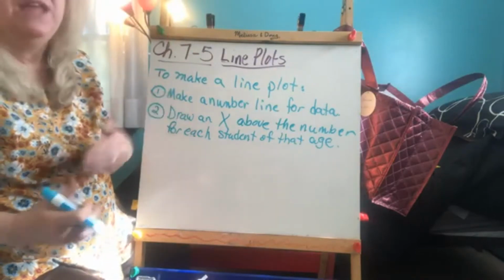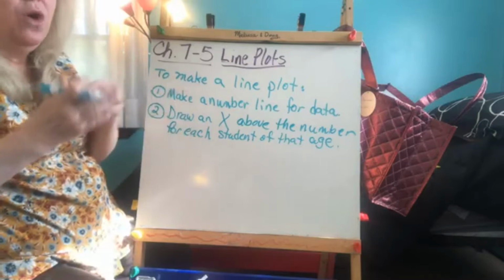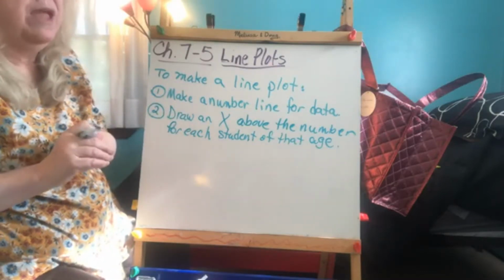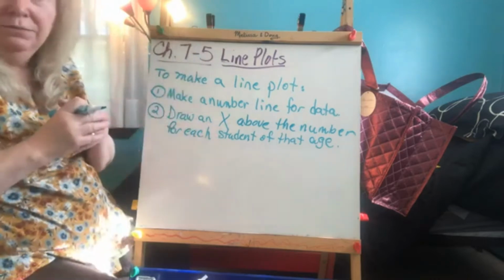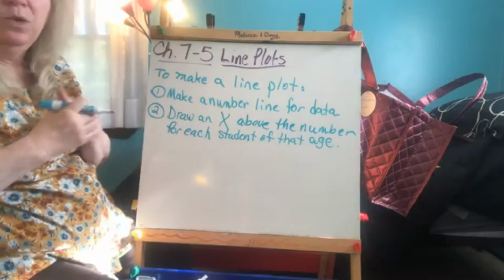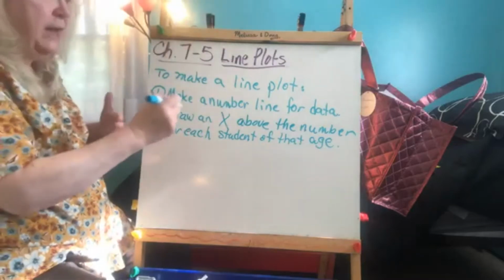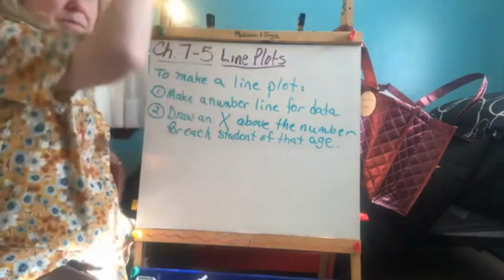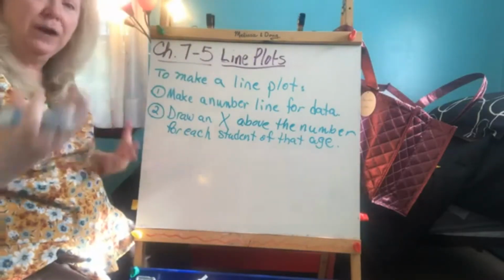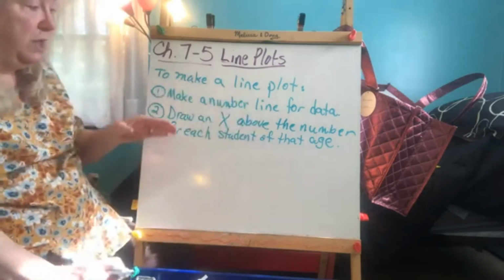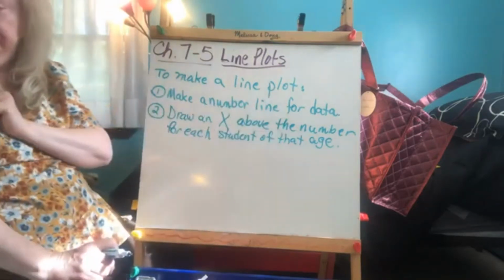Okay, but what if they asked all the kids in the drama club whether they preferred baseball or football or soccer or basketball? Which of those four did they prefer? Well, then every time somebody said baseball or soccer or basketball, we'd put an X above that. It depends what you're asking them. In this case, we're putting an X for every student above the age that they are.